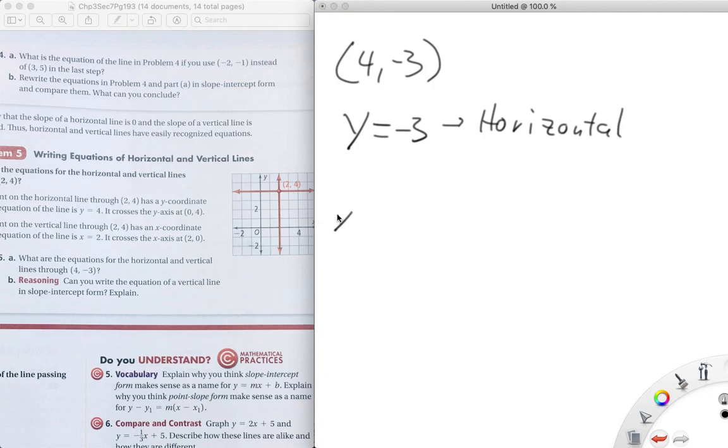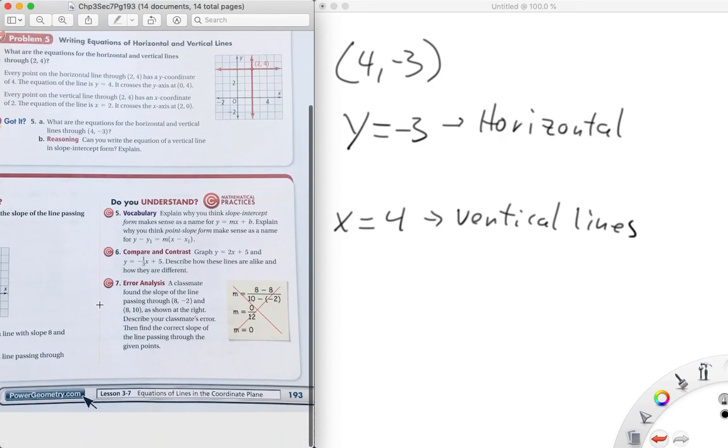If I had a vertical line, I look at the x-coordinate and I would say x equals 4, and that would be for vertical lines. No point slope form, no slope intercept form, it's just y equals for horizontal, whatever the y coordinate is, and x equals for vertical, whatever the x coordinate is. And that is that section.